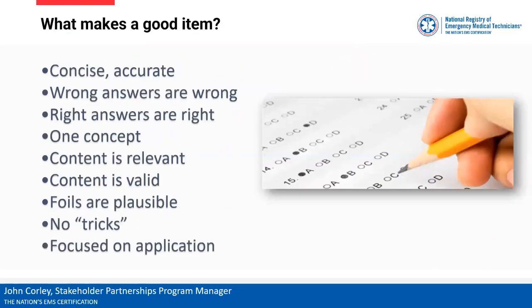So what makes a good item? A good item is concise and accurate. The wrong answers in the test question are wrong, and the right answers are right. There's one concept. The content is relevant. The content is valid. The foils are plausible. We're not trying to trick anybody, right? The goal here is to make sure that if you know what the answer is to the test question, you get it right. That's what good test development is all about.